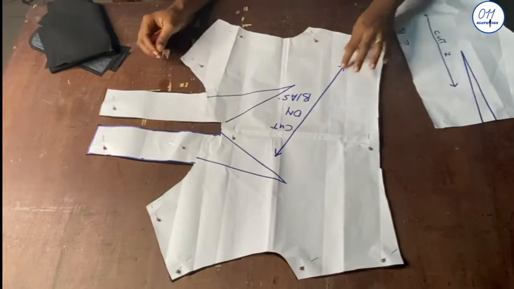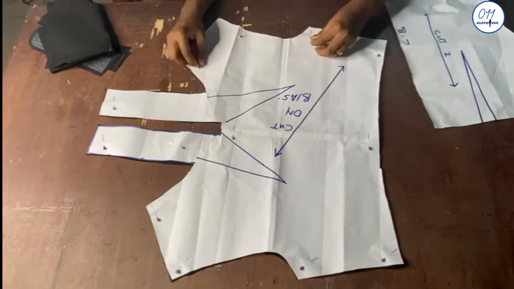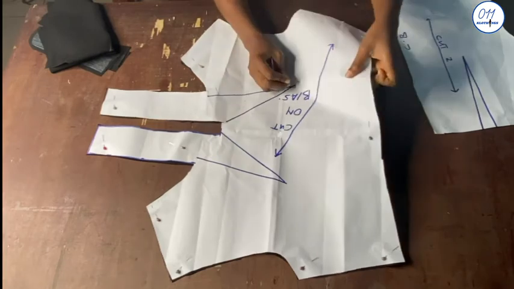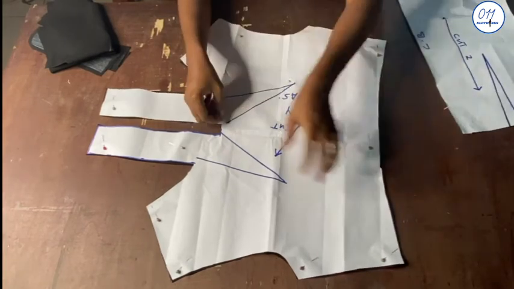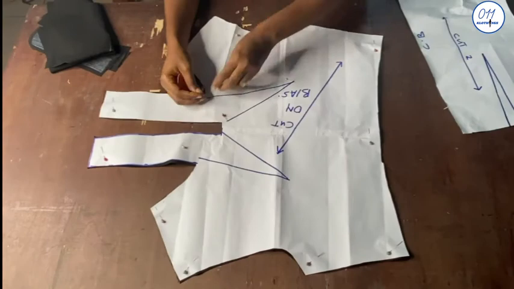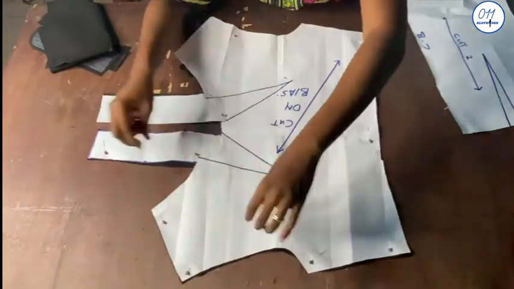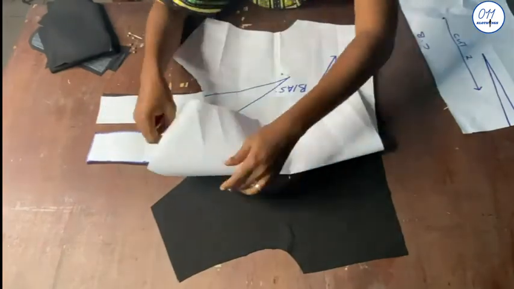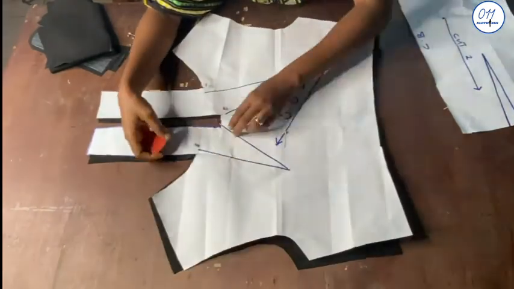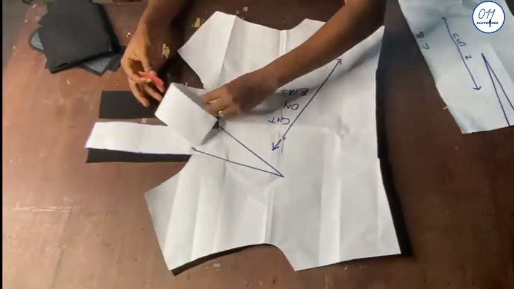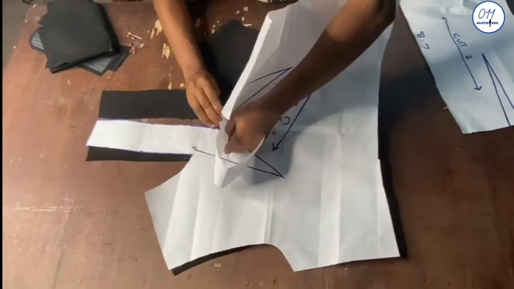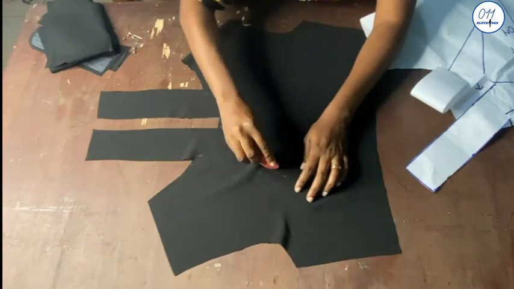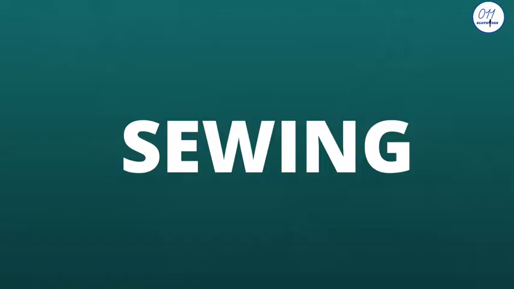This is the front pattern. I cut 1 piece of it on bias. So what I'm doing now is transferring the neck dart on the front pattern to my fabric. So now I will move over to the sewing stage.